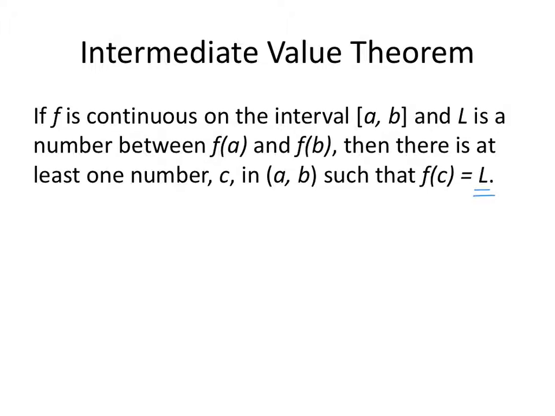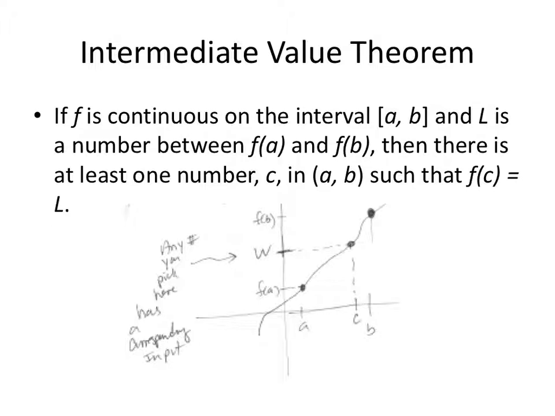A picture helps. Here I have some random continuous function. I'm drawing it without lifting my pen up, and it's continuous on this interval. Here's a, here's b. And then I have some value, L, that's going to be between f of a and f of b. So here's my L, and it's somewhere between the f of a value and the f of b value.